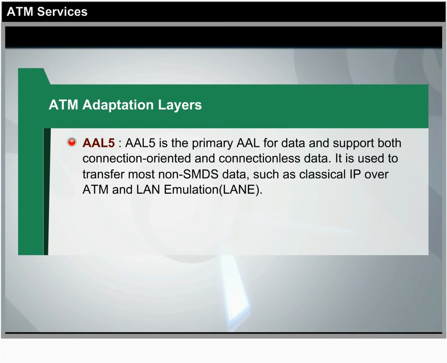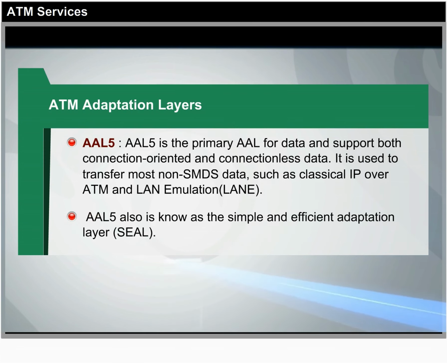AAL5 is the primary AAL for data and supports both connection-oriented and connection-less data. It is used to transfer most non-SMDS data, such as classical IP over ATM and LAN emulation, LANE. AAL5 also is known as the Simple and Efficient Adaptation Layer, SEAL.